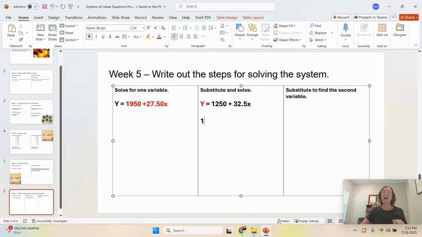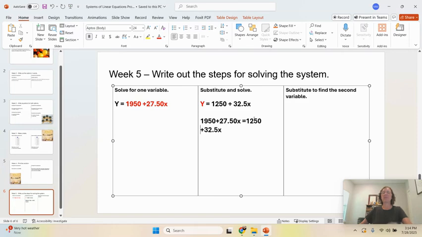So instead of y, I'm going to type in 1950 plus 2750x, and then I've got the rest of the stuff. I don't know if I'm going to run out of room there. Let me see if I can get them all on the same line here, to make it easier to see.